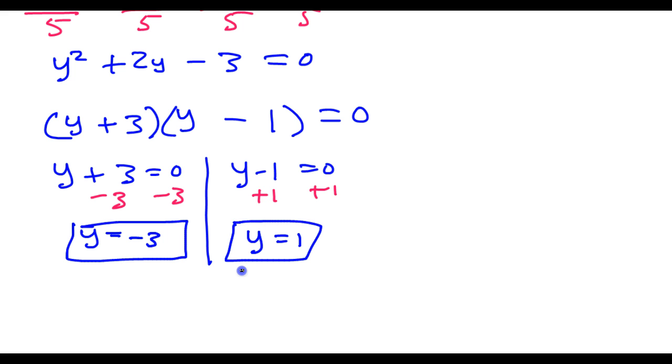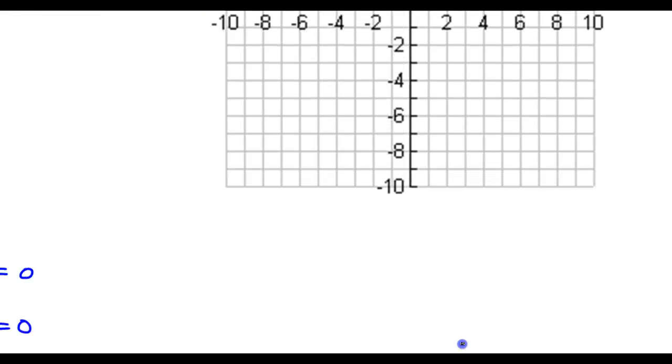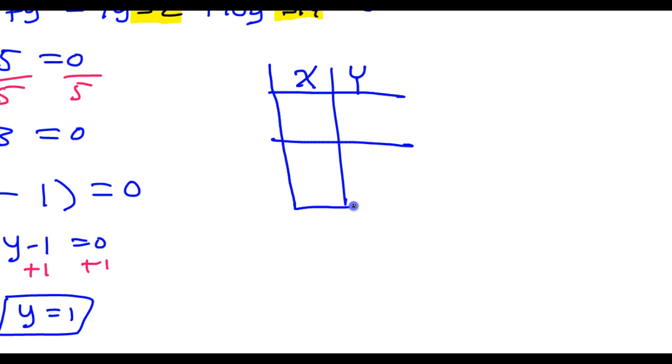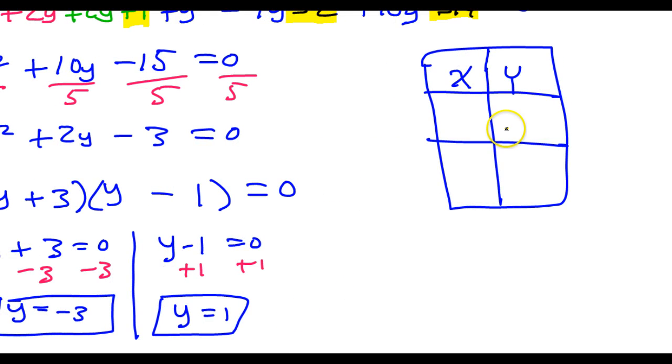Okay, so we're not completely through. We have these two y values, but we need the x values that go with them. So what I like to do is make a t-chart, a table of values. Okay, so I'm going to make a small chart of x's and y's. Okay, like this. So we have these two y values right here. So we have a y value of negative 3, and we have a y value of 1.